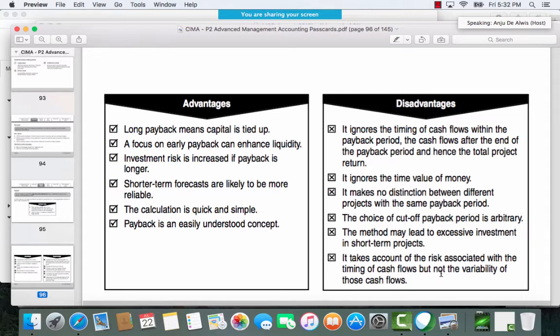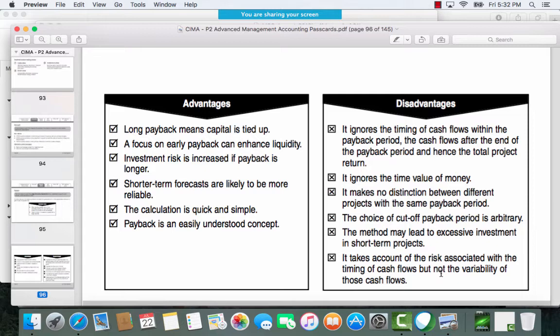Now, payback period is a great way of back-of-the-envelope calculating to see, does it give me a good quick payback? The logic is, the quicker the payback, the better it is, because the risk is less. Long payback means capital is tied up. Enhanced liquidity, so it's good. The risk is shortened.